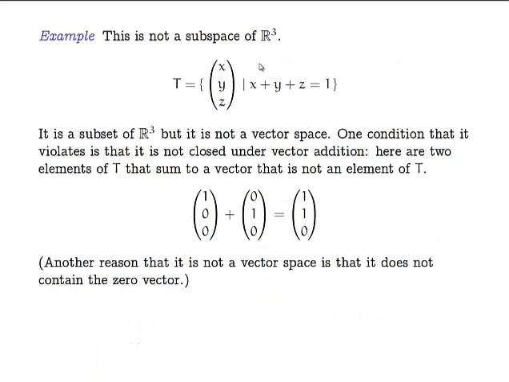Now, this is not a subspace of R3. Why is that? Well, one condition it violates is that it's not closed under addition. If you take two elements of T, that's not necessarily another element of T. You can check that these two elements of T are not contained in T. That's a little exercise. Also, you can notice that the zero vector is not in this set, so it couldn't possibly be a vector space, because any vector space has to have the zero vector.